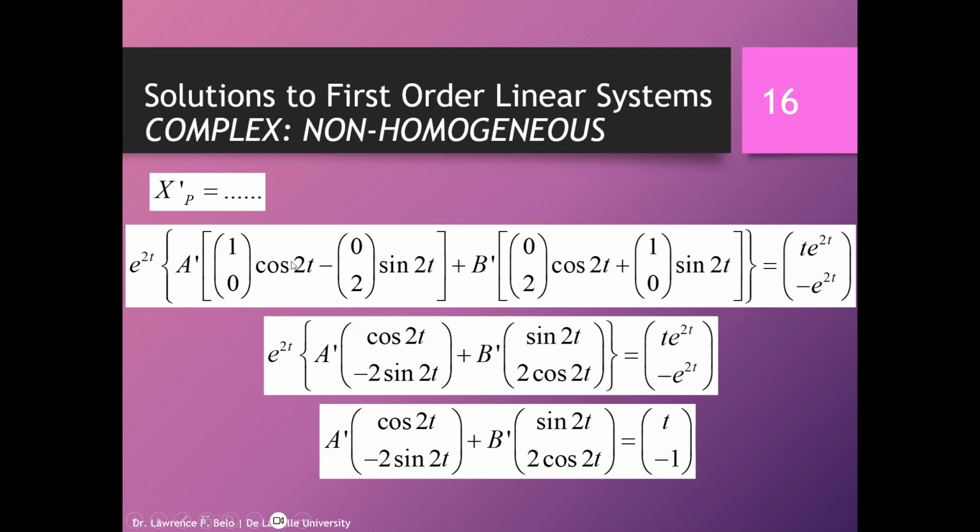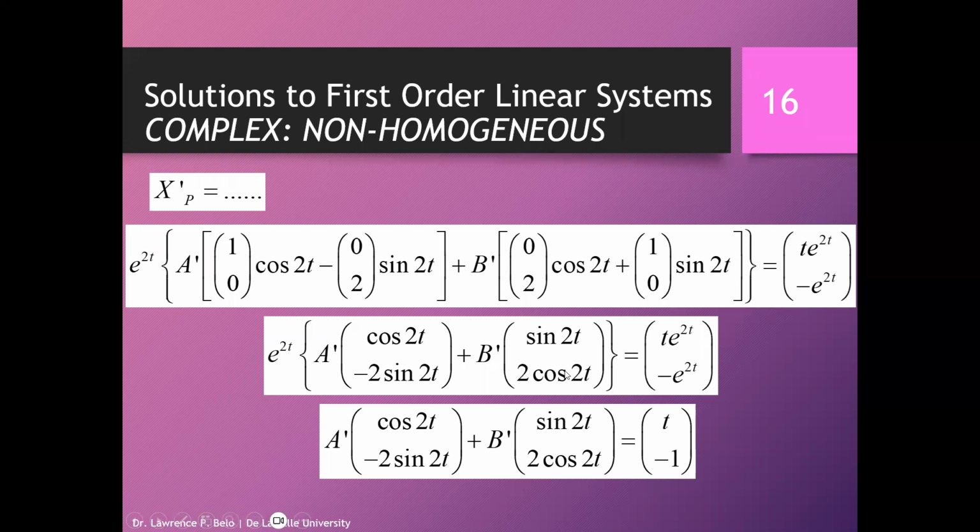So, 1 cosine 2t, 0 sine 2t, cosine 2t na lang pala siya. Sa bottom, 0 cosine 2t minus 2 sine 2t, edi negative 2 sine 2t na lang pala. So, from a very, very expanded form, napapasimplify natin pala siya. Can you follow? So again, 0 cosine 2t plus 1 sine 2t, edi sine 2t na lang, 2 cosine 2t plus 0 is 2 cosine 2t.